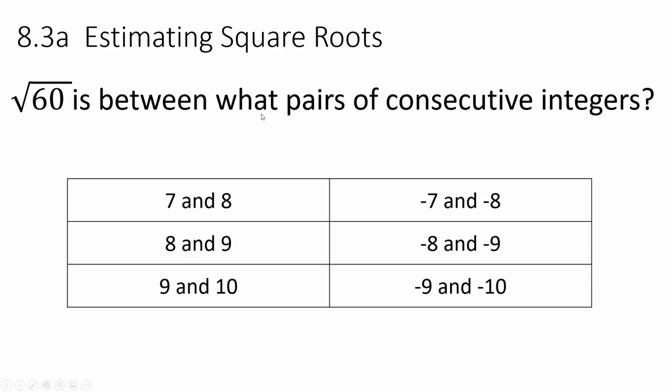Square root of 60 is between what pairs of consecutive integers? Okay, square root of 60, let's see, something times something is 60. There's not anything exact. It's going to be between two integers. So 7 times 7 is 49, 8 times 8 is 64. So it's going to be between those two. Now you need to remember that negative 7 times negative 7 and negative 8 times negative 8 would also be between those two. We're going to move on.